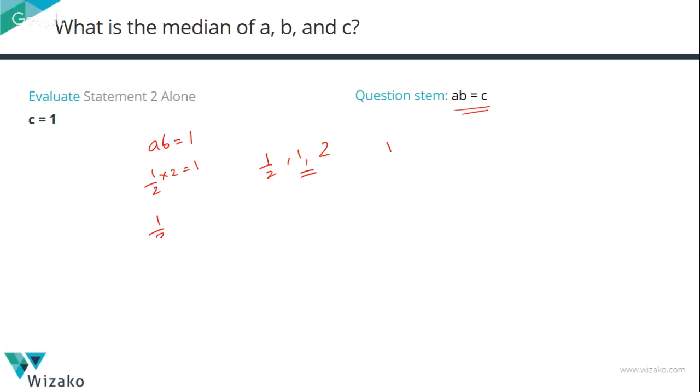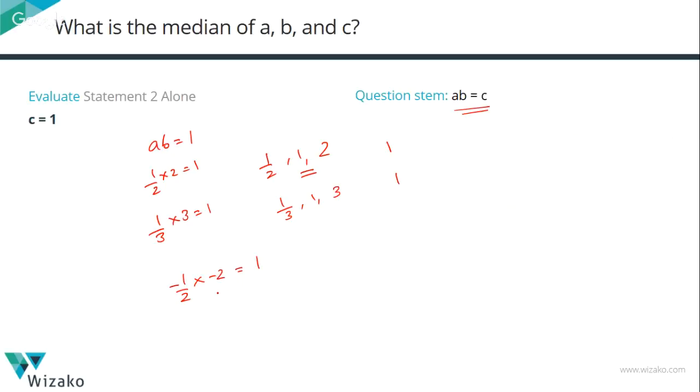It could have been 1 by 3 into 3 is equal to 1, in which case the numbers are 1 by 3, 1, and 3. The median is 1. It looks like anything that we do, the median is going to be equal to 1. Right? So the temptation is to go with statement 2 alone would be sufficient. Did you guys evaluate negative numbers before you decided this? What if the numbers had been minus half into minus 2? Is this equal to 1?